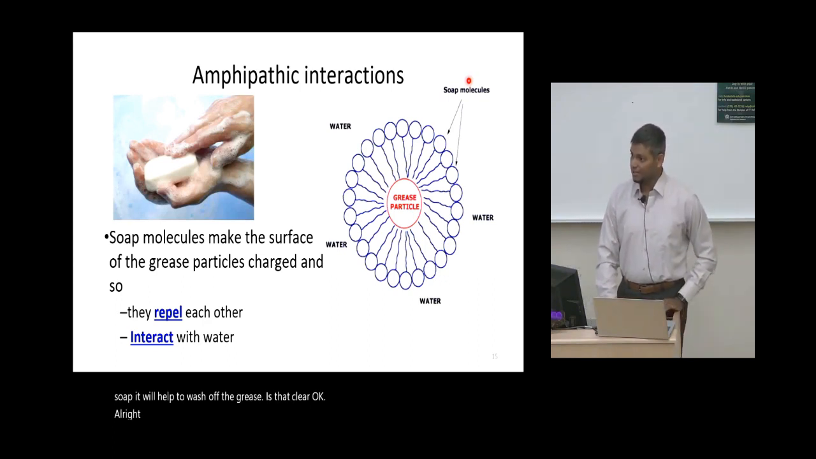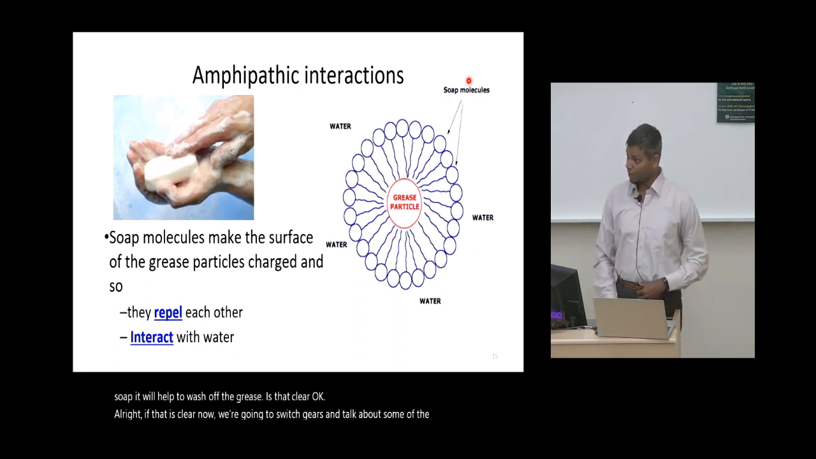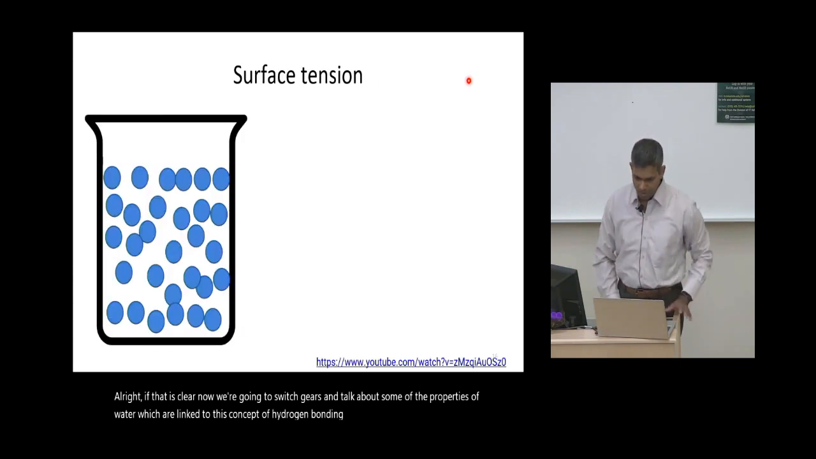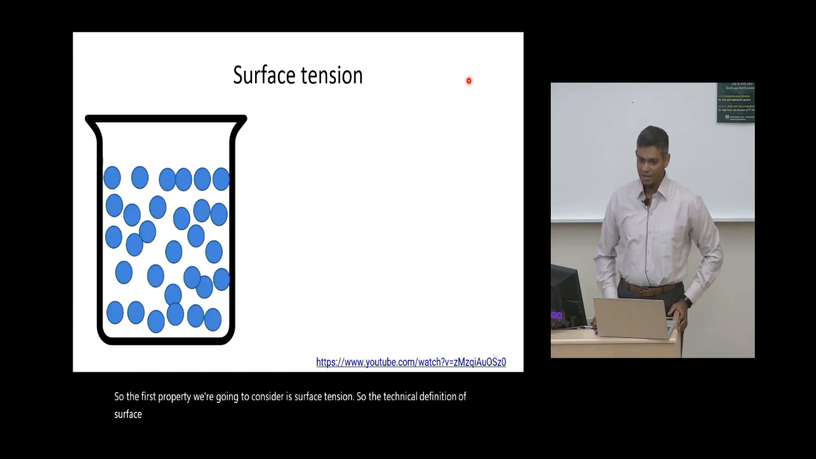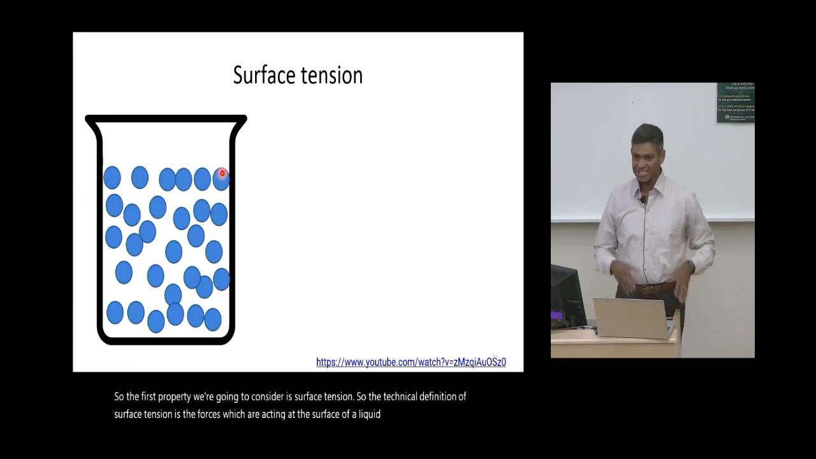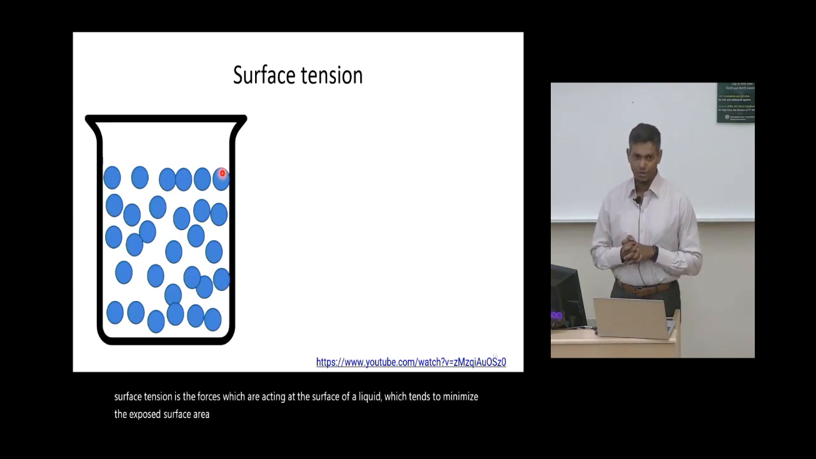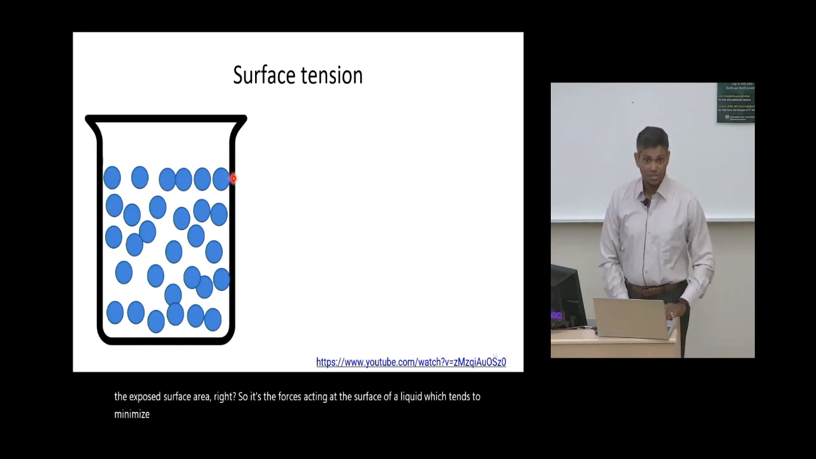Alright, if that is clear, now we're going to switch gears and talk about some of the properties of water which are linked to this concept of hydrogen bonding. So the first property we're going to consider is surface tension. The technical definition of surface tension is the forces acting at the surface of a liquid, which tend to minimize the exposed surface area.